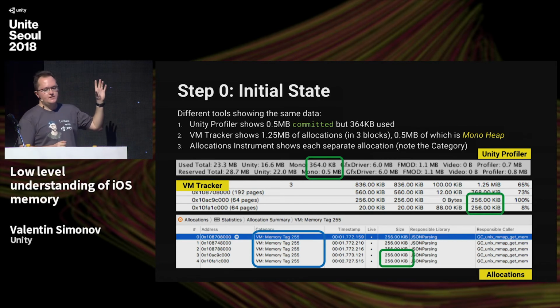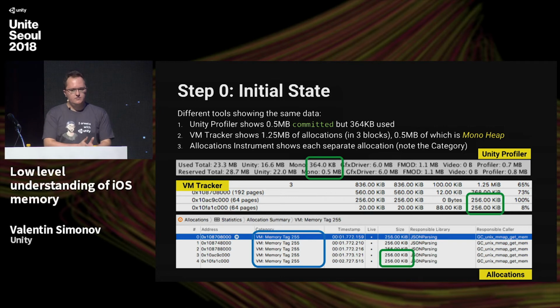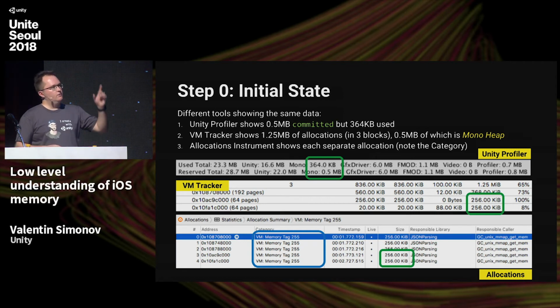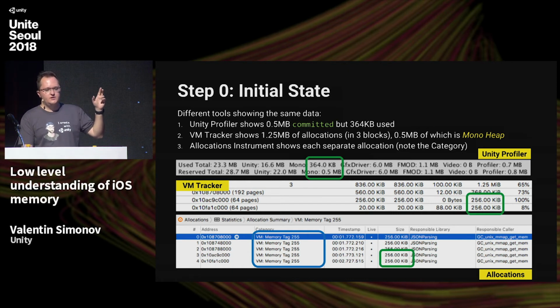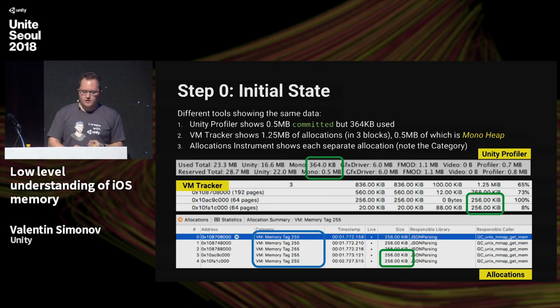Here I pasted screenshots from different tools which show slightly different details about the same thing, about mono heap. The top one, Unity Profiler, shows that it reserved or committed half a megabyte of memory for mono heap needs. But the actual size of mono heap is 364 kilobytes. We see the same in VM Tracker, which shows 2 blocks of memory allocated for this precise reason for the mono heap. You can see them there highlighted. And Allocations shows more data about this. You can see that those 2 blocks of memory, those 2 allocations, are shown on the bottom by this tool.